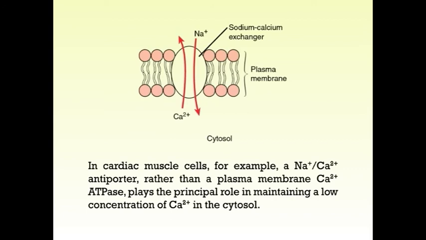Now let's study some examples of antiporters, which are also known as exchangers. The plasma membrane of most cells contain one or more types of antiporters, which couple the movement of a co-transported ion, which is often sodium ion, down its electrochemical gradient to the movement of a different molecule in the opposite direction against a concentration gradient. In cardiac muscle cells, for example, a sodium-calcium ion antiporter rather than a plasma membrane calcium ATPase plays a principal role in maintaining a low concentration of calcium ions in the cytosol.